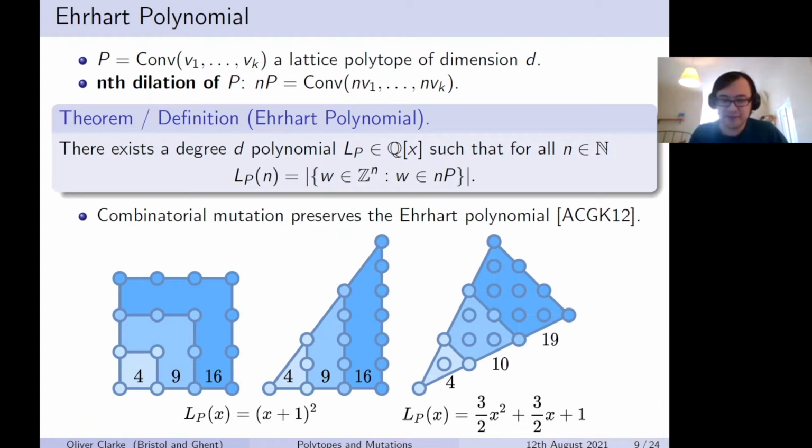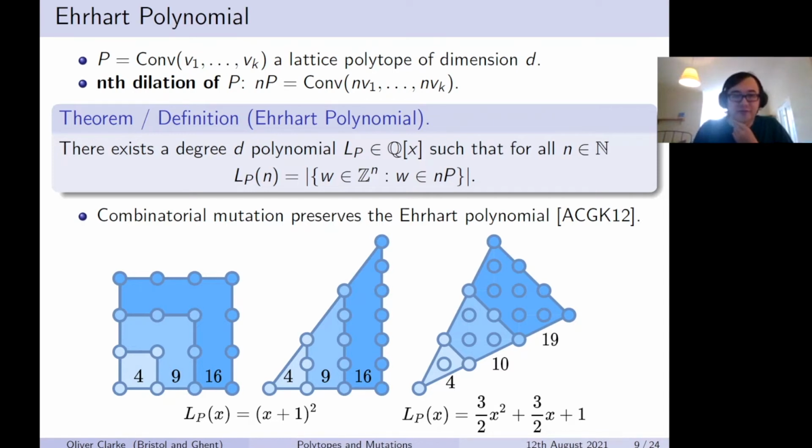Something else that might let you know that the right-hand polytope is not related to the first 2 via combinatorial mutation is that it has an internal lattice point. If your polytope originally doesn't have any internal lattice points, it's going to be very difficult to obtain an internal one via combinatorial mutation. Okay.